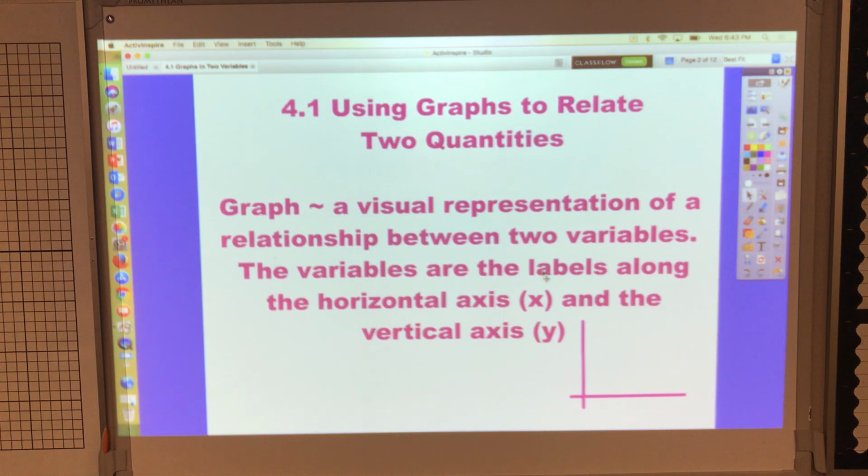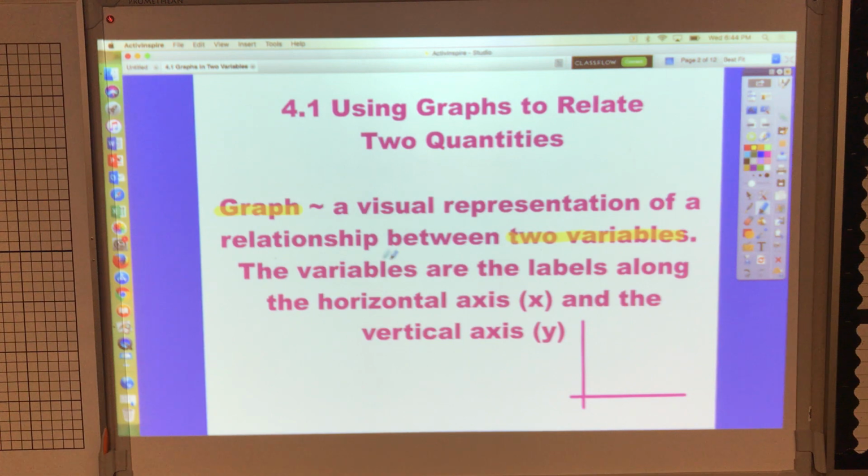Today you will be learning lesson 4.1 about using graphs to relate two quantities. This section will also contain information about tables and how we use tables to make graphs. A graph is a visual representation of a relationship between two variables, and that's the key part to a graph.